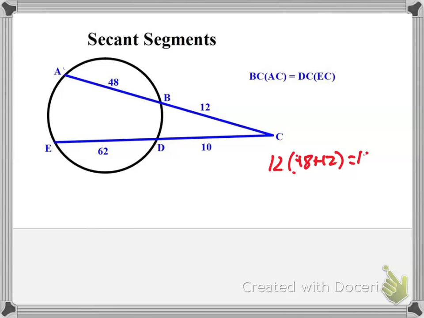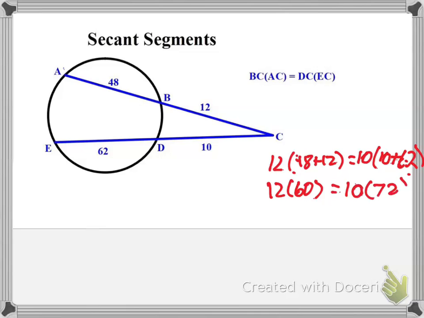times EC, which is 10 plus 62. All right, so let's see it. That would be 12 times 60 equals 10 times 72. 12 times 60 is 720. 10 times 72, also 720.